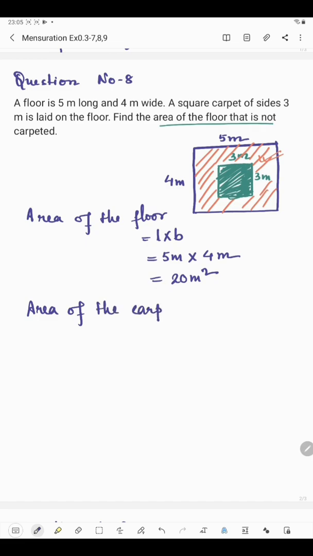So all sides will remain same. So area of the carpet will be side into side. So side is 3 meter. So we'll write 3 meter into 3 meter. So 3 3s are 9 and meter into meter is meter square.